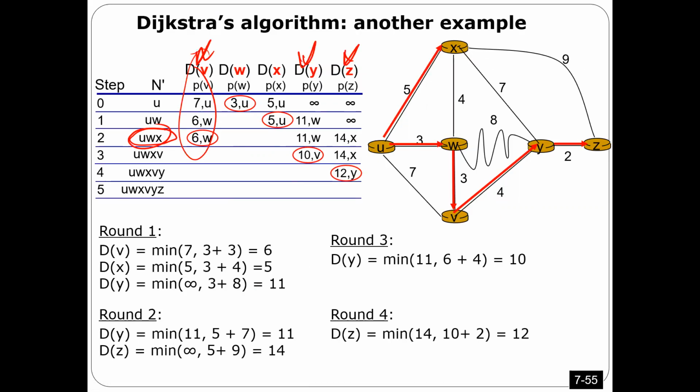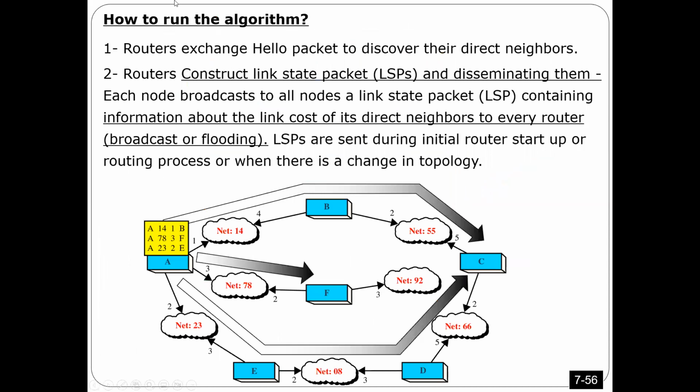So actually, practically, how can we run this algorithm? What happens is that every router has to share information. Once you share information, you are going to have a graph like this one, and then you can solve this graph for yourself. So node U has to solve the graph for itself, for its table. Node W has to solve it for its table, and so on. You got what I'm saying?